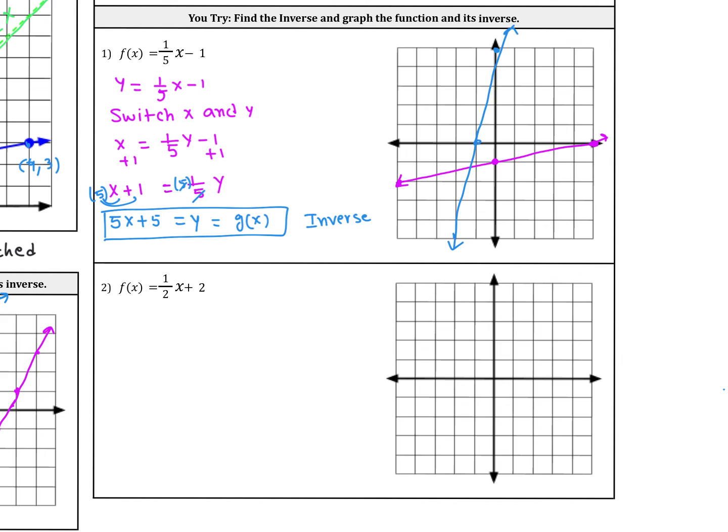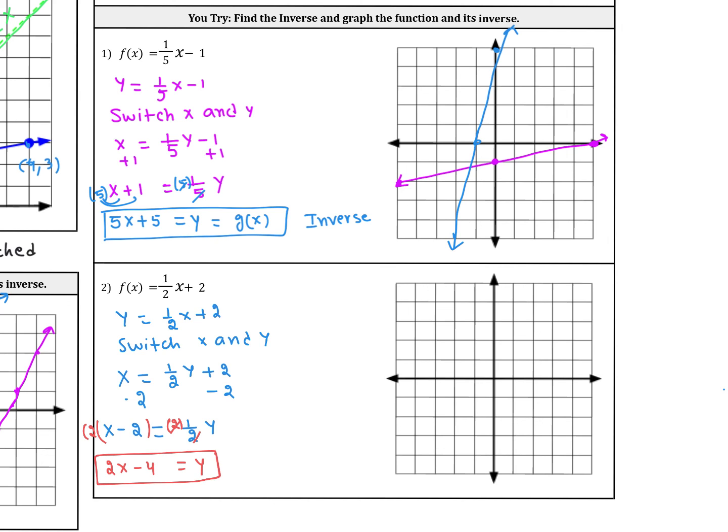For number 2, this is y equals 1 over 2 x plus 2. You're going to switch x and y, and x becomes 1 over 2 y plus 2. Subtract 2 on both sides. You got x minus 2 equals 1 over 2 y. You're going to multiply 2 on both sides. You got 2x minus 4. 2 and 2 cancel. That is y, also called g(x), and that's your inverse.